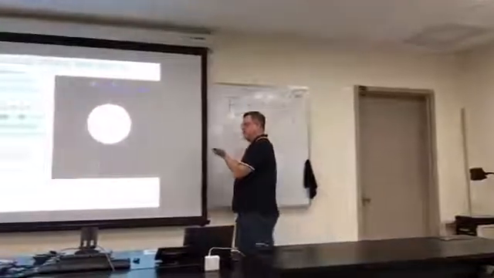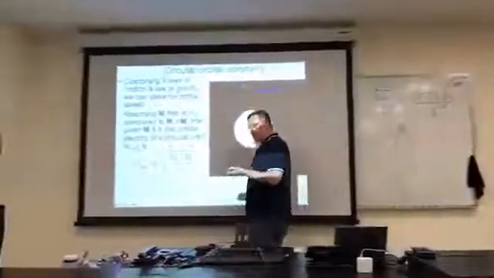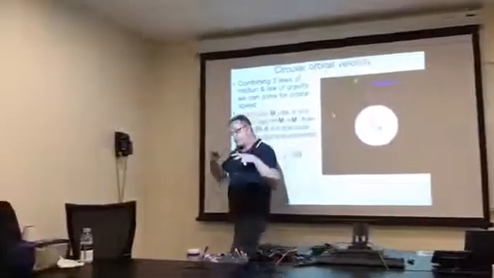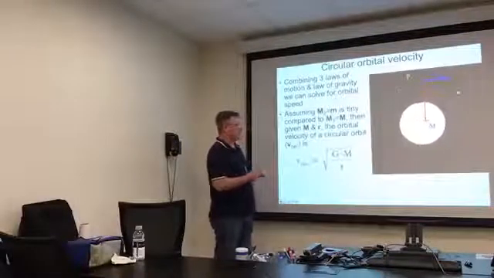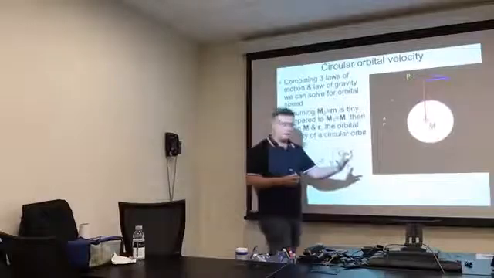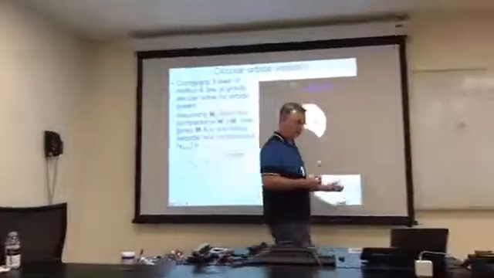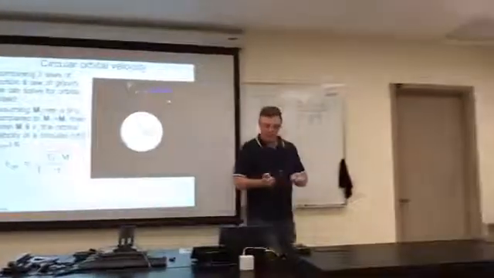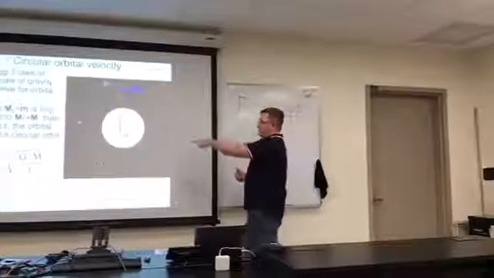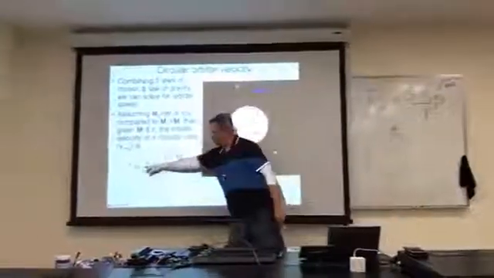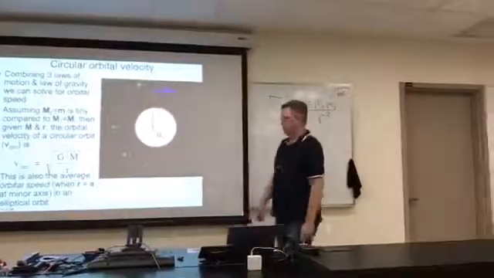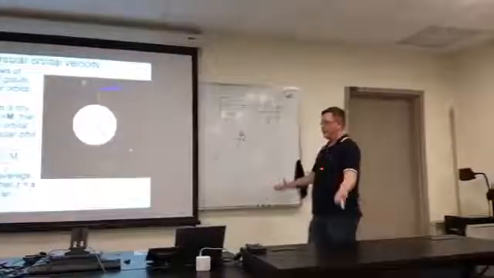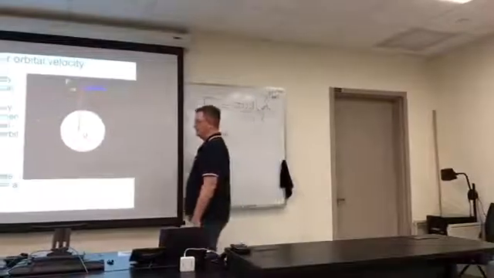Now, most orbits aren't perfect circles. They're close. Major planets have orbits that are close to being circular, but not exactly. But asteroids, and particularly comets, don't have circular orbits. But Newton was also able to show that this circular orbital velocity is also the average orbital speed in any elliptical orbit.